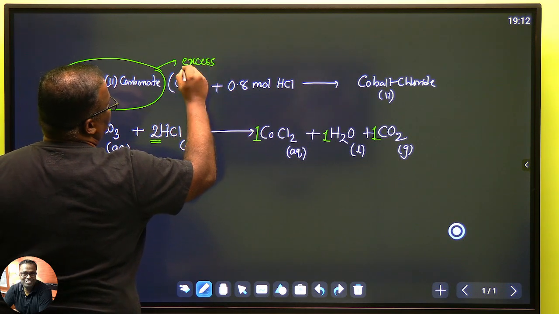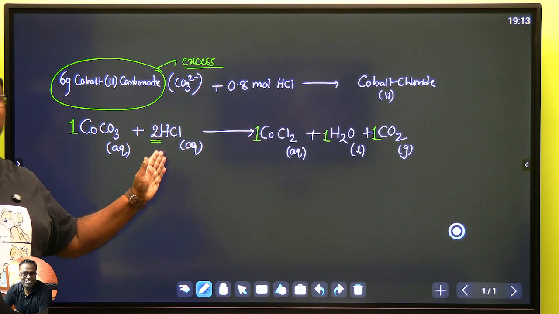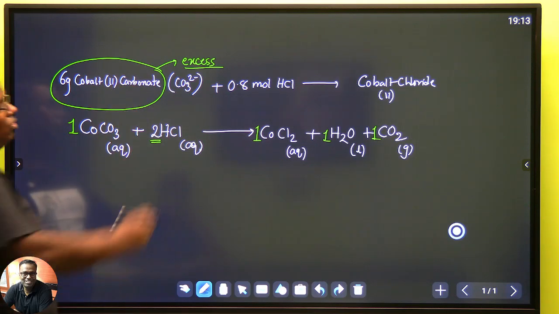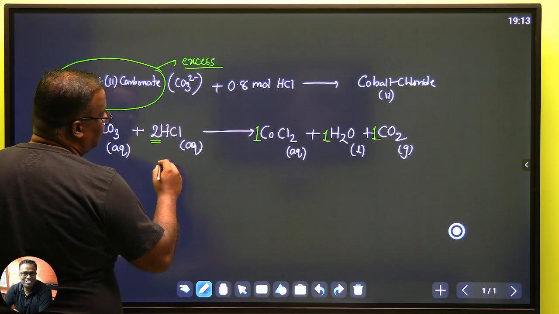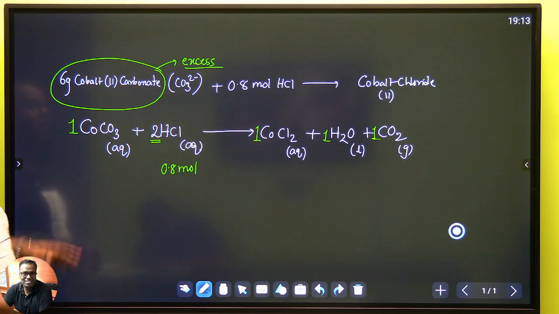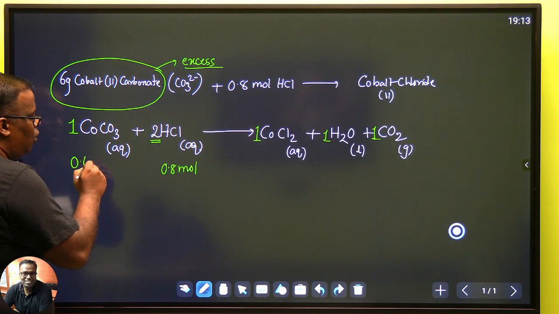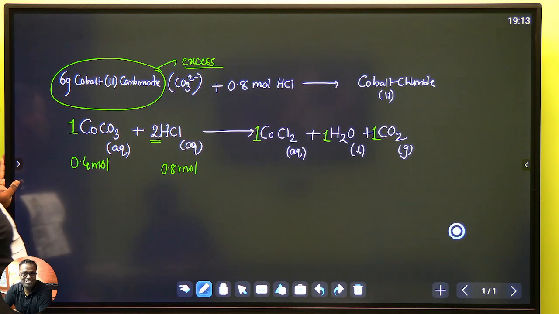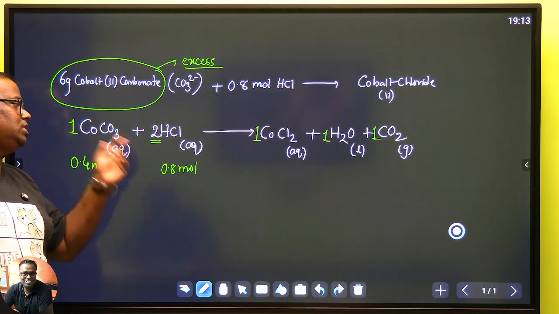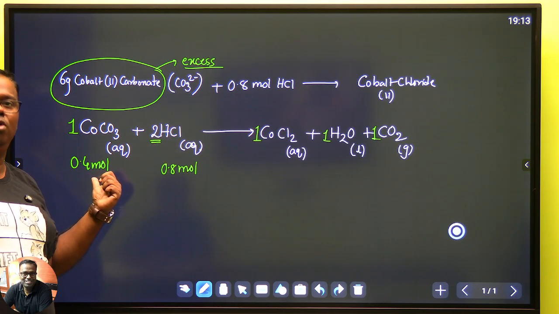Tell me, if this was in excess, which was the limiting reactant? Look at the question and say hydrochloric acid should be the limiting reactant. Yes or no? So let's check hydrochloric acid. They have already told me you are reacting with 0.8 moles of hydrochloric acid. Tell me then, how much of this should be there? Very good, this should be 0.4. How many of you understood this? Kirtan, did you understand? If hydrochloric acid is 0.8, then CoCO3, see, this is twice of this, so you should always have 0.4 mole.